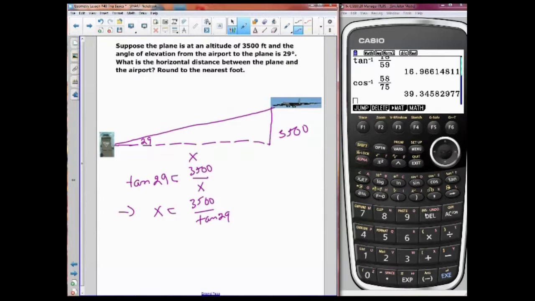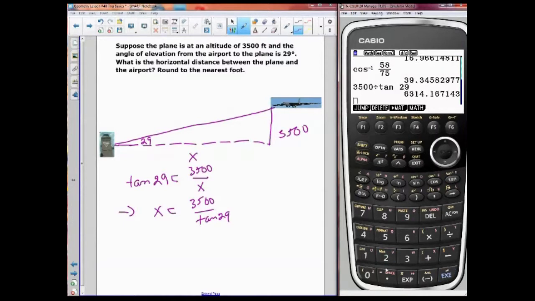So let's go ahead and knock this in the calculator. 3,500 divided by, where's my tan button? Tan 29. Boom. And I get 6,314 feet. All right? So 6,314. Pretty far away. All right, so this is 6,314. About that.